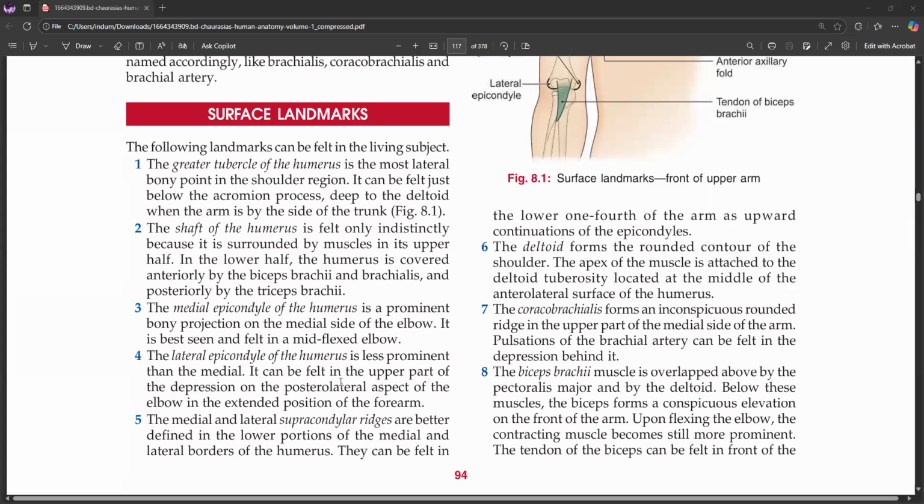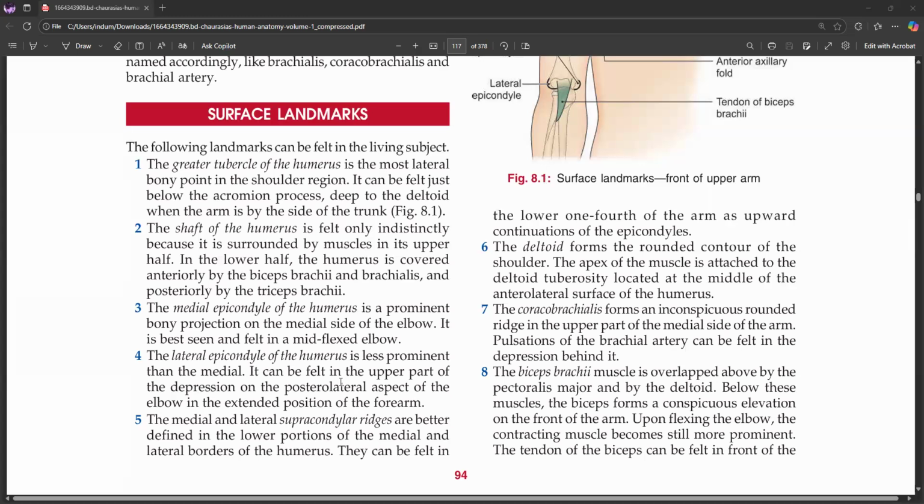Number 4. The lateral epicondyle of the humerus is less prominent than the medial. It can be felt in the upper part of the depression on the posterior lateral aspect of the elbow in the extended position of the forearm.